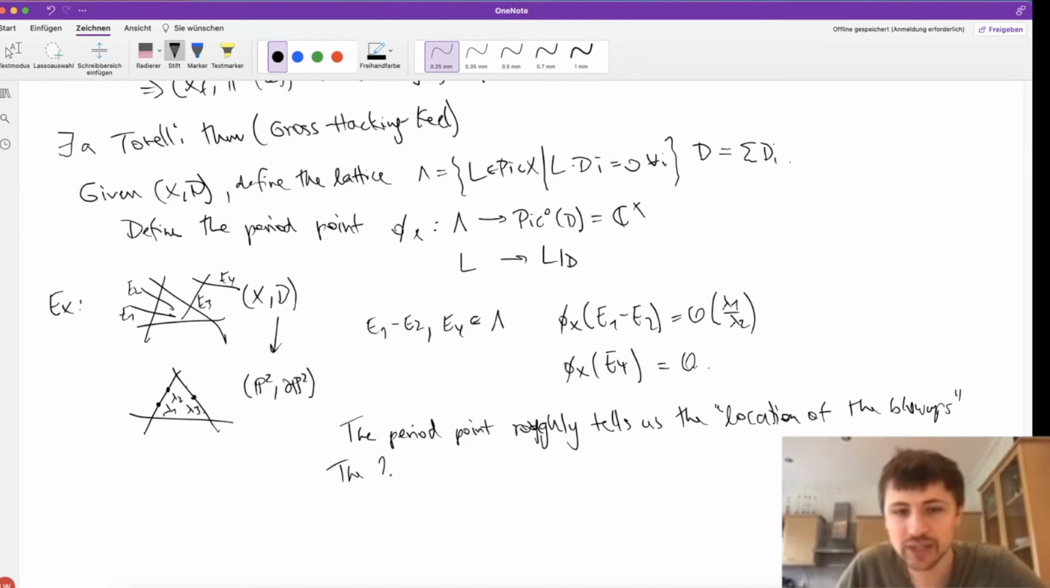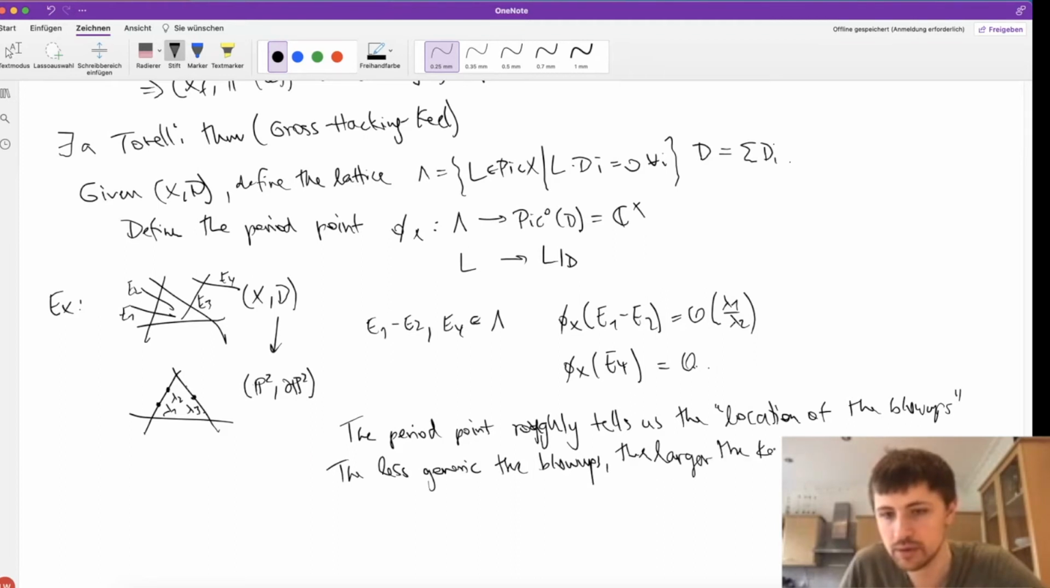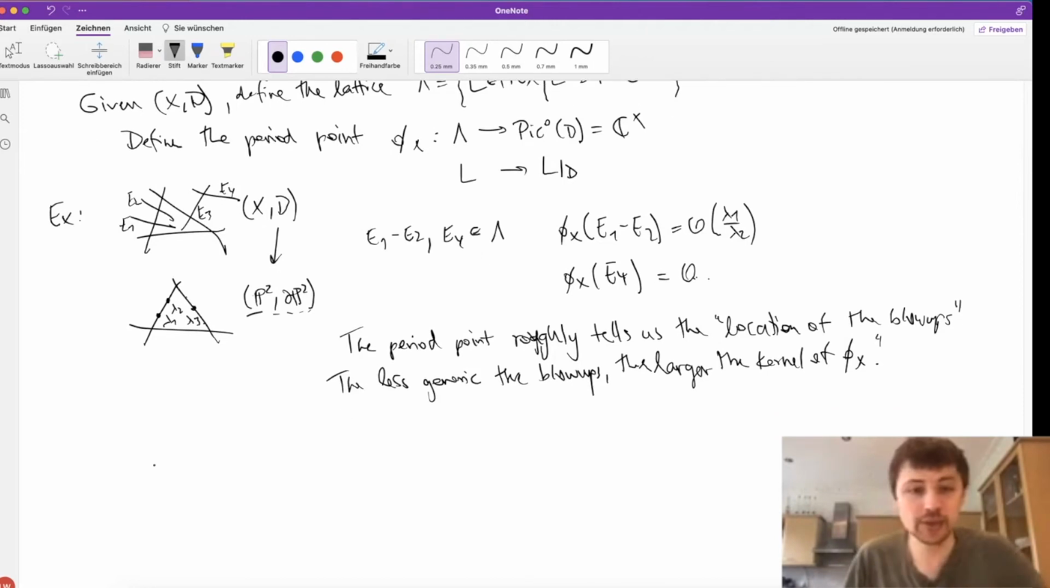So the less generic the blow-ups, the larger the kernel of phi X. And this is a bit imprecise because, of course, this toric model isn't part of the data of a Looijenga pair. So there we made a choice. We choose a toric model. You can always do that. But if you want to prove anything about these things in general, you always need to fiddle around a bit. But for me, that's the intuitive reason, what the period point is really measuring. And what does the Torelli theorem say?